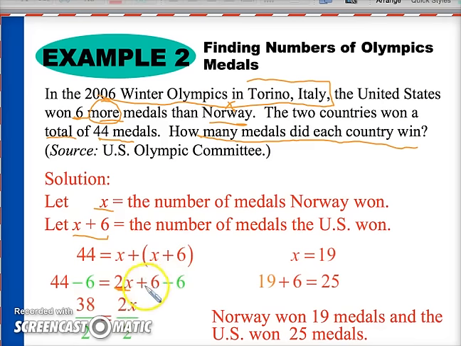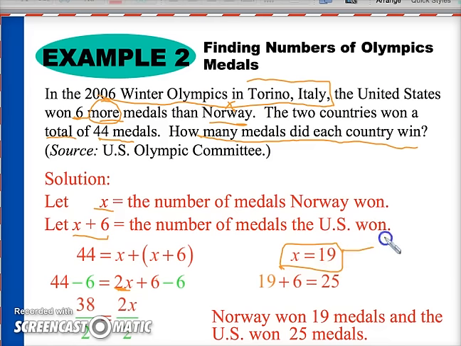I'm going to combine the positive 6 over here so I can isolate 2x and solve. So I take the inverse of addition of 6. Then that would be negative 6. So subtract 6 from both sides. 6 minus 6 is 0. I'm left with 2x. 44 minus 6 is 38. The reason I do that is I want them to equal each other in balance. Then divide by 2 and you get 38 divided by 2, which is 19. So that means x is equal to 19.